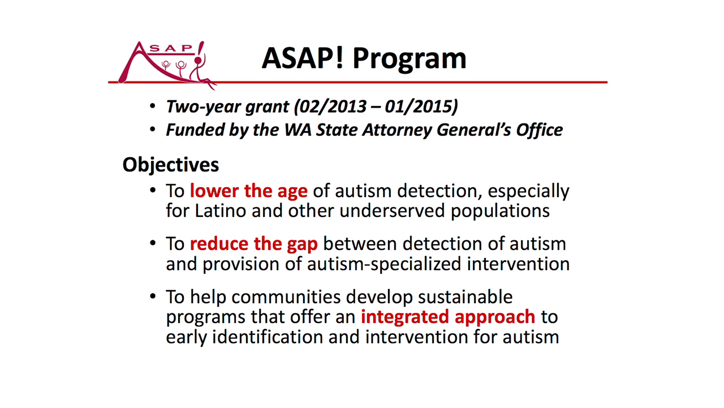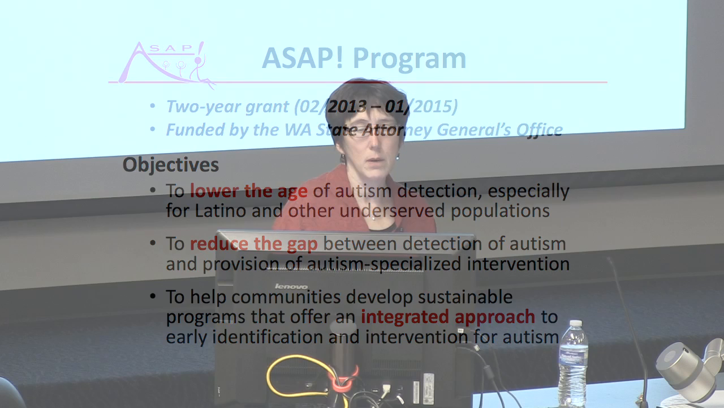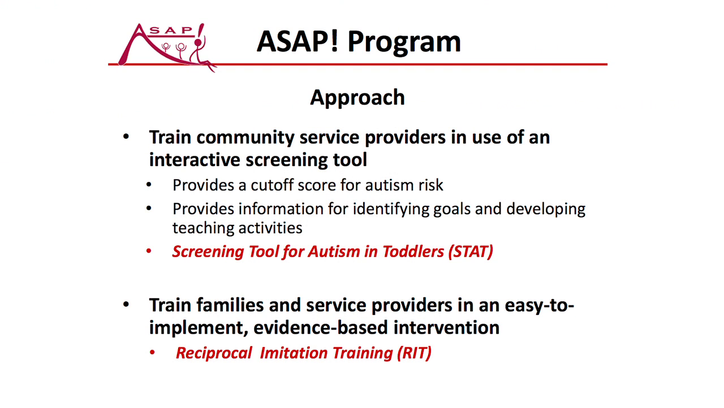And I mentioned that we did get funding through the Attorney General's office to do this. The purpose of the grant is to lower the age of autism detection, especially for Latino and other underserved populations, to reduce the gap between detection of autism and provision of specialized early intervention services, and to help communities develop sustainable programs that will give them an integrated approach to early identification and intervention.